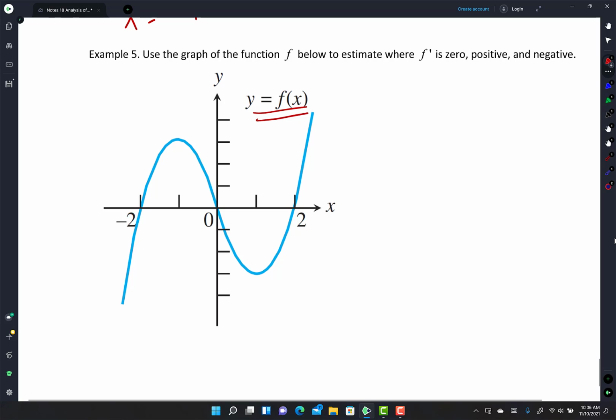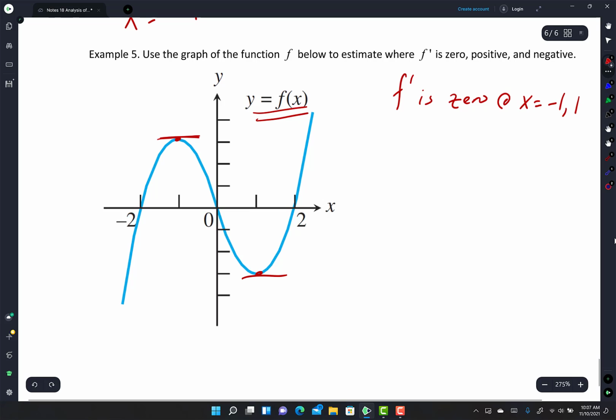So let's first do the 0 one, because that's pretty simple. F prime is 0 wherever I have horizontal tangents. There seem to be 2 locations. Where and where? Perfect. -1 and 1. Do you see how you have horizontal tangents there? So I'm going to write F prime is 0 at x equals -1, comma 1.